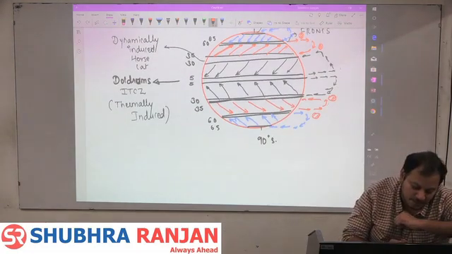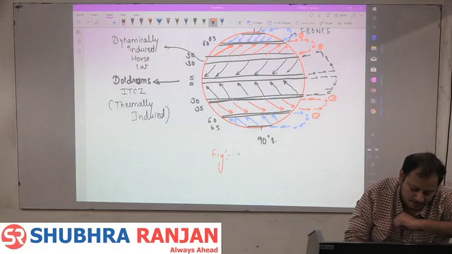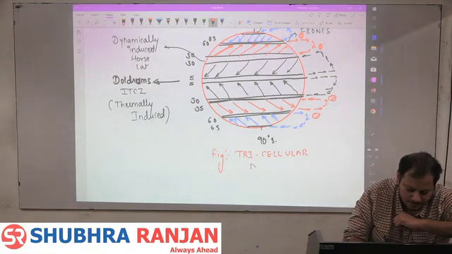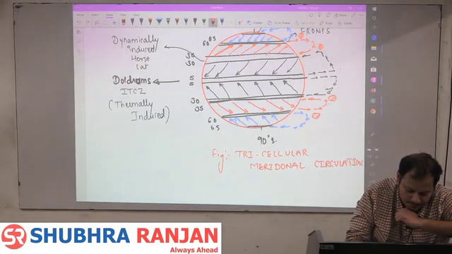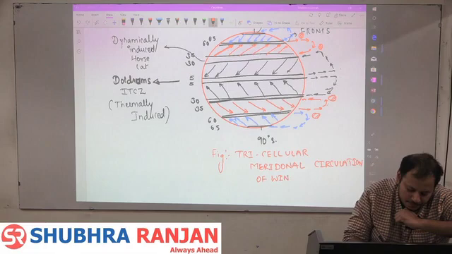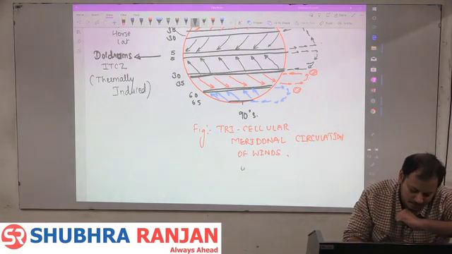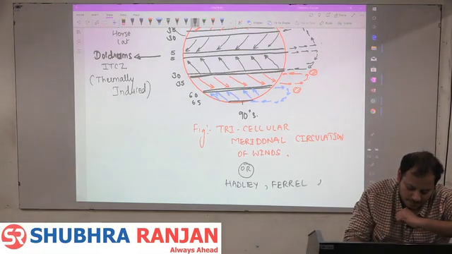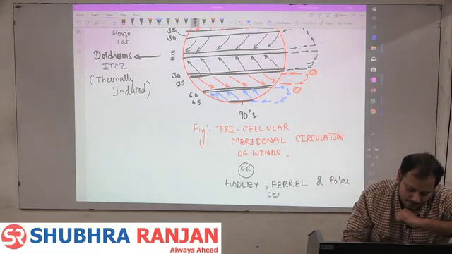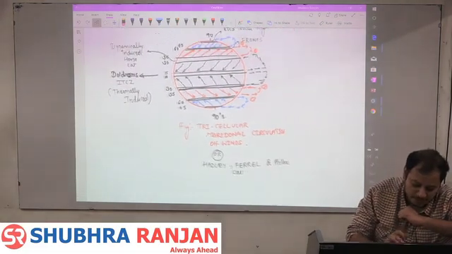This model which I have drawn is known as tricellular meridional circulation of winds, and it is known as Hadley, Ferrel and polar cell.